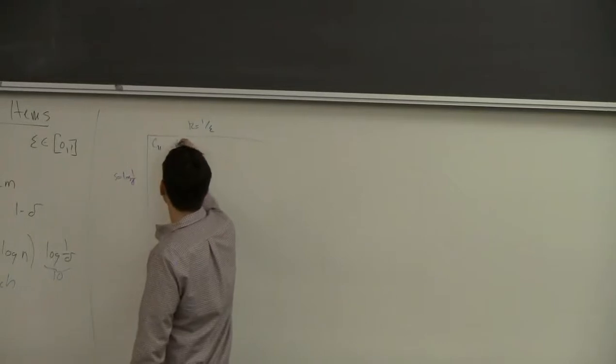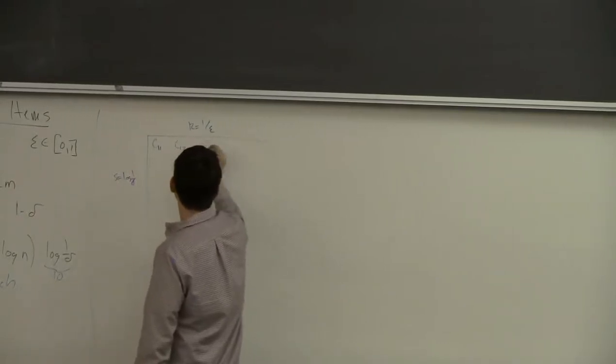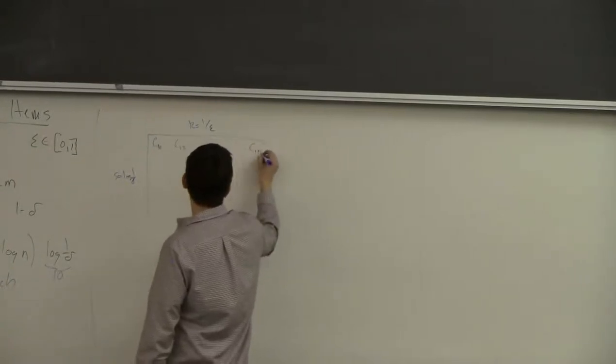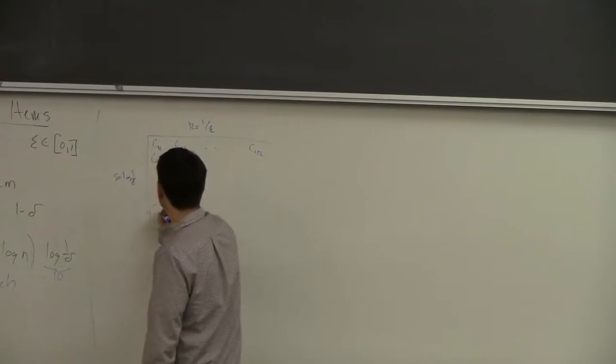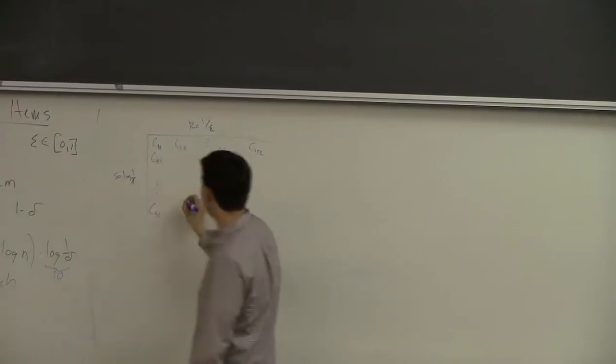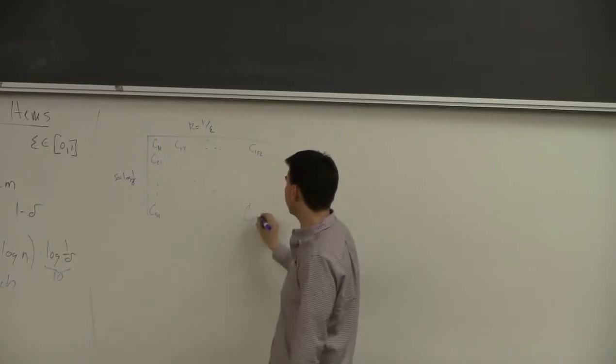And so the table goes from C11, C12, up to C1k, then C21, up to CS1, and so forth, up to CSK.